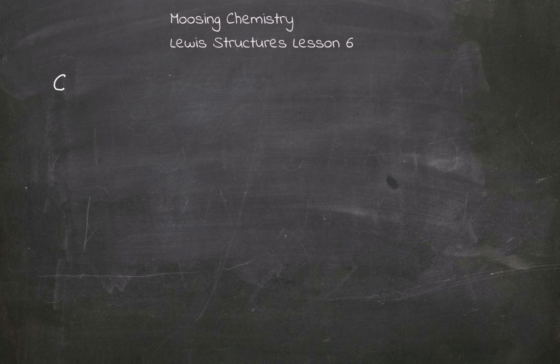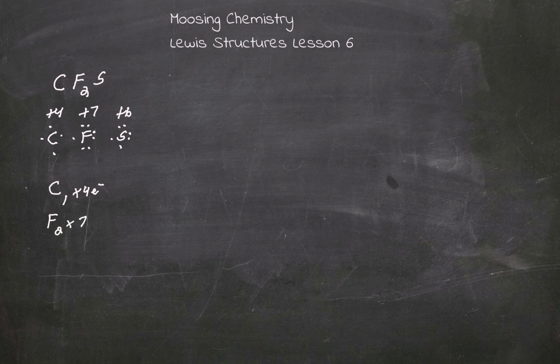Let's try CF2S. Okay, carbon is in group 14, so it has 4 valence electrons. Fluorine is in group 17, so it has 7 valence electrons. And sulfur is in group 16, it has 6 valence electrons. Okay, so what we're going to do now: carbon, 1 times 4 valence electrons. Fluorine has 2 times 7 valence electrons. And of course, sulfur has 1 times 6 valence electrons.